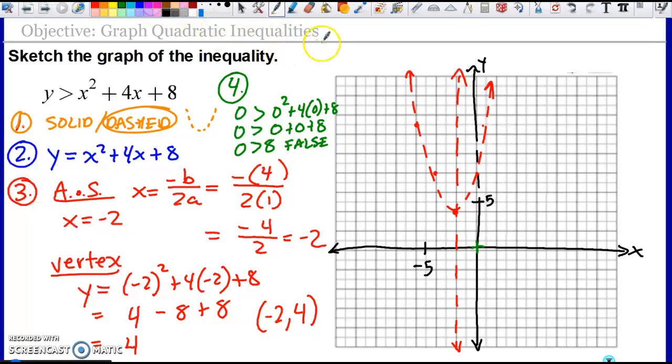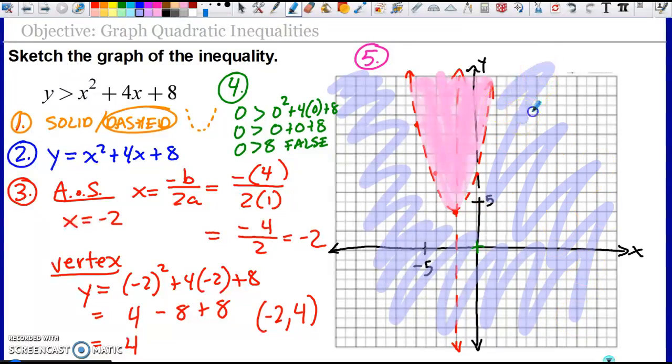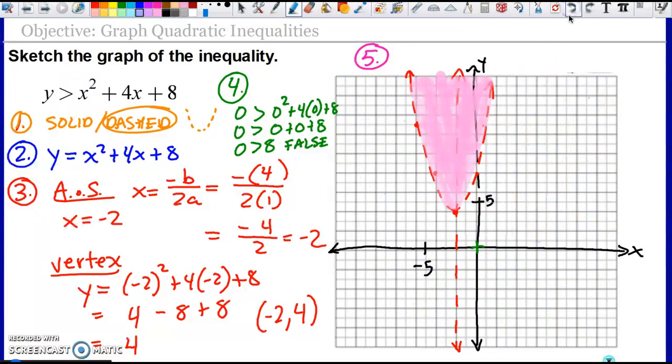So step 5 is this last step, to shade. Okay, and I'm not going to color where the test point was because it didn't work. The test point was 0, 0. And so I'm going to shade again inside of this parabola. Now I know that this isn't ideal because both examples were inside the parabola. If that test point had worked, I would have shaded all on the outside here, where all this is. That's where I would have colored if that test point had worked. But it didn't work, so I'm not going to color there.